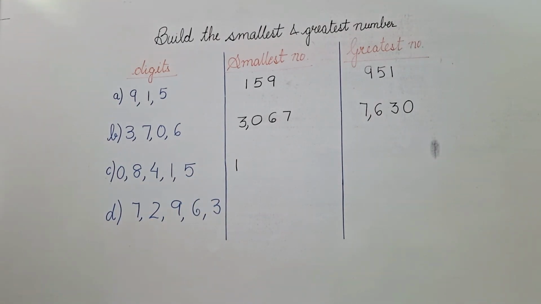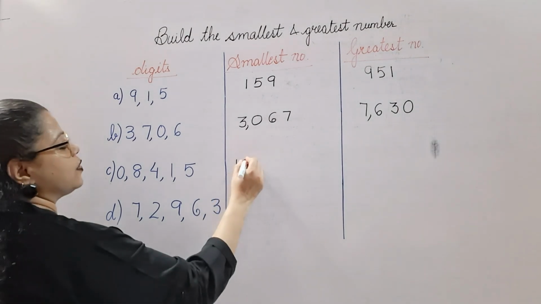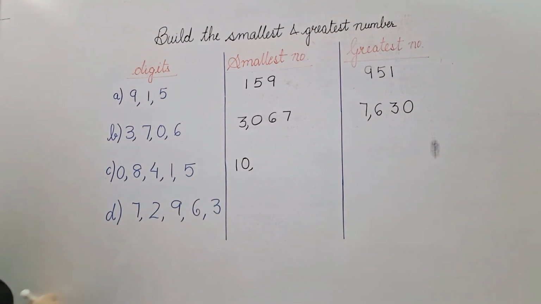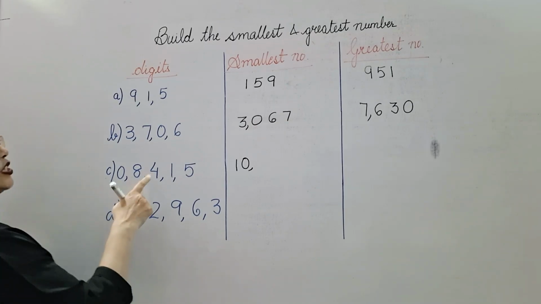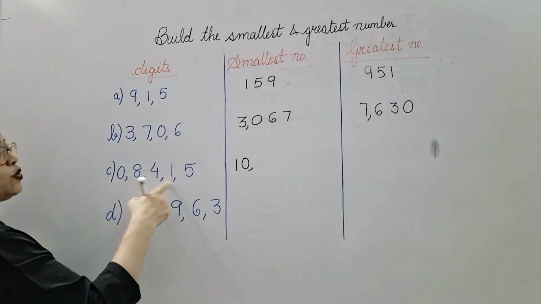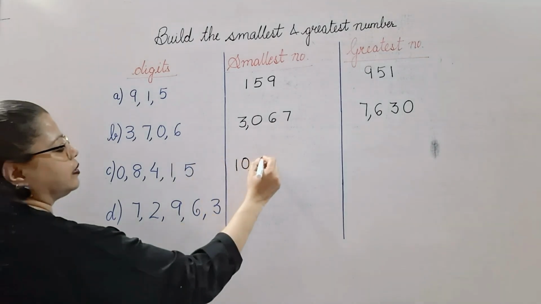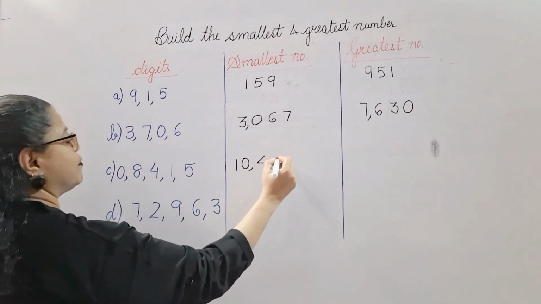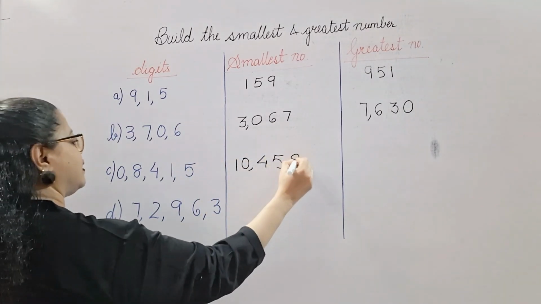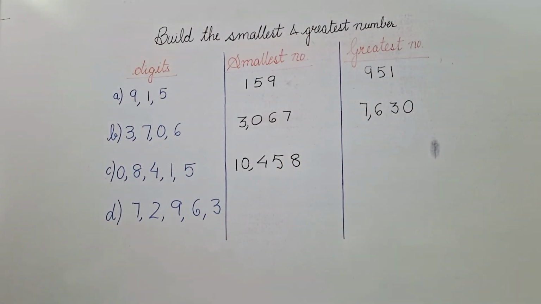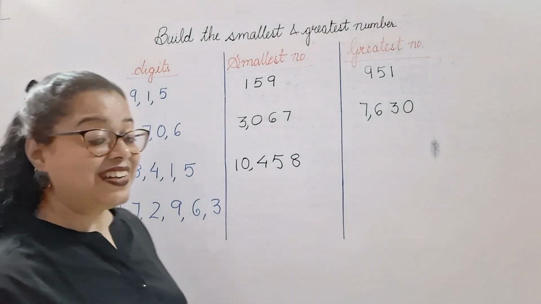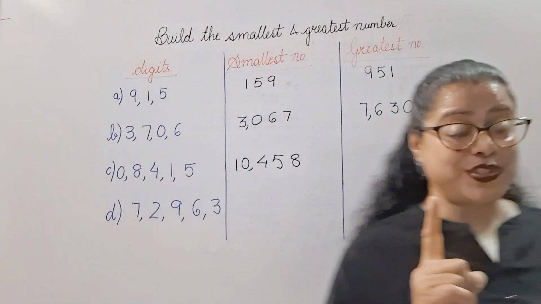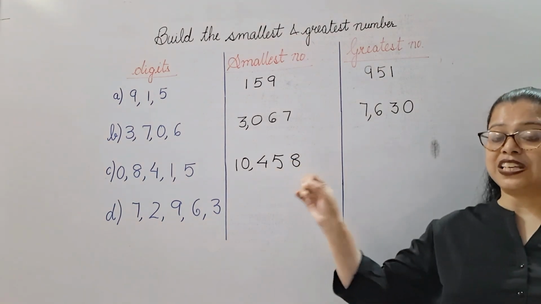अब हम लिखेंगे which is next. Now I will write 0. Okay, and put a comma after the thousands place. Now which is the smallest digit? 1 and 0 are used. Then 4, then 5, 8. So the smallest number is 10,458. Understood, students? Have you understood why we are not starting with 0?